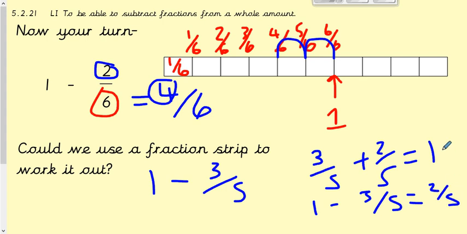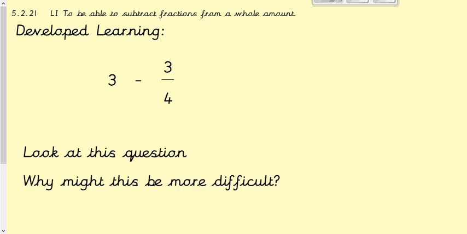Hopefully that makes sense. In my head it does, but I don't know if it will in yours. But it's just another way of looking at it. You probably know it, but it's just thinking about it that way as well. I can do it like this as well if it helps. So we know that 3/5 add 2/5 equals 5/5. 5/5 is the same as a whole, and then you're just doing it the other way round to find out the answer. So moving on to our developed learning then, have a look at this question.